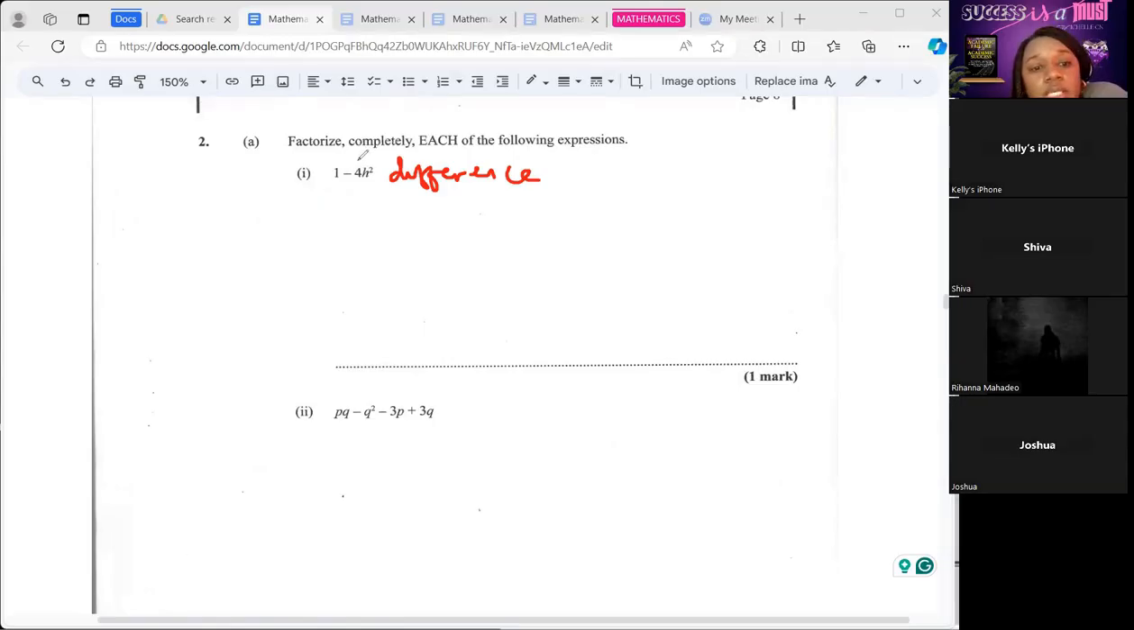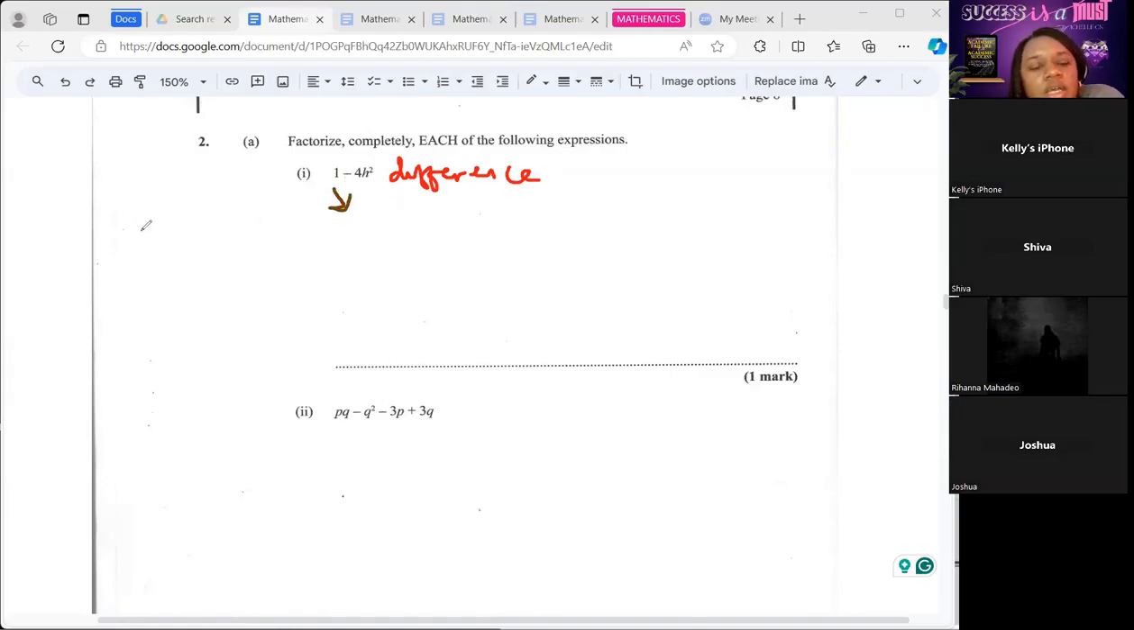Okay. So how do you know it's a difference of squares? When you see something like this and you see a subtraction sign between them. So it's usually two things and they have a subtraction sign between them. Another thing to also note is that when you see something like this, what you are supposed to do is first write it in a square form.